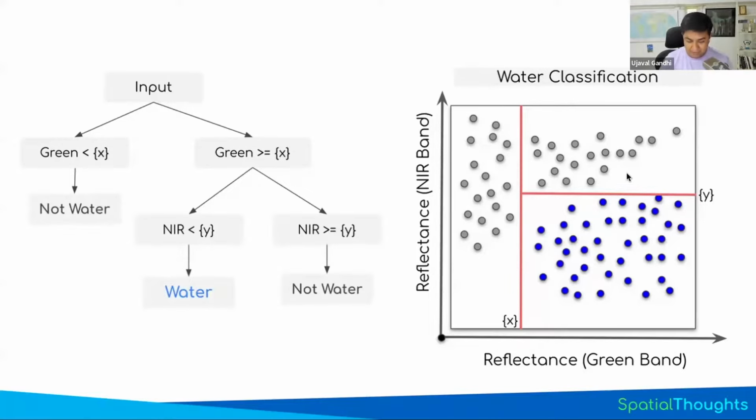Now, when you want to predict, you say, I have a pixel whose reflectance is this much in green band, this much in NIR band. It's here. You'll ask the flow chart, what is this pixel? The flow chart will say, is the green greater than X or less than X? We say, okay, this part is greater than X. So I'll come here and say, check the Y value. Is it greater than Y or less than Y? And you say, oh, it's greater than Y. And then you say it's not water. And you'll do this for every pixel.